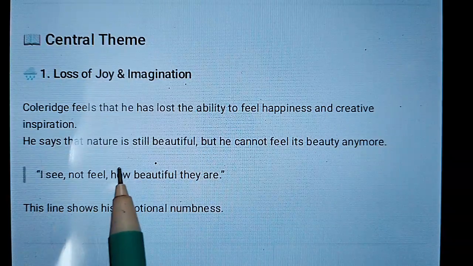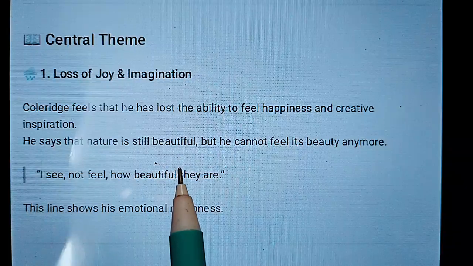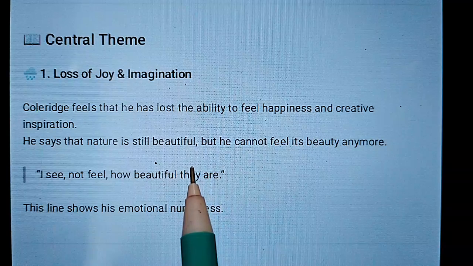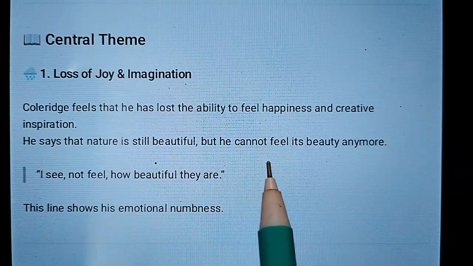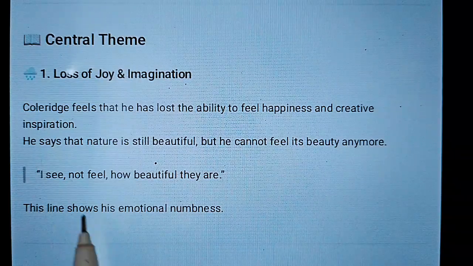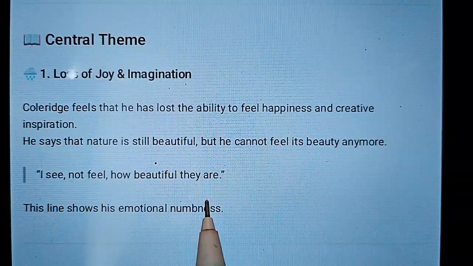S.T. Coleridge says that nature is still beautiful, but he is not happy in his environment. Nature is beautiful, but he can't enjoy it. He can't feel its beauty anymore. And he says, "I see, not feel, how beautiful they are."